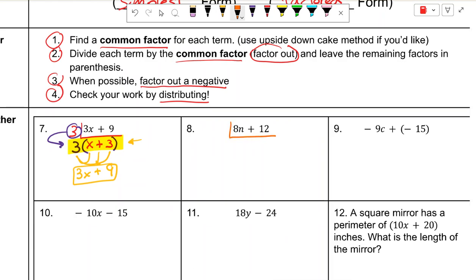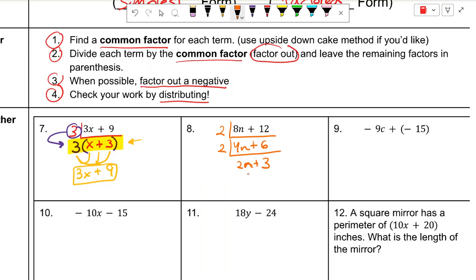Make your sign. What goes into both? You can say 4, but let's say we can't think of 4. We're going to take out a 2. 8n divided by 2 is 4n, and 12 divided by 2 is 6. We bring down that plus sign, and you can see that we can still take out another 2. 4n divided by 2 is 2n, and 6 divided by 2 is 3.